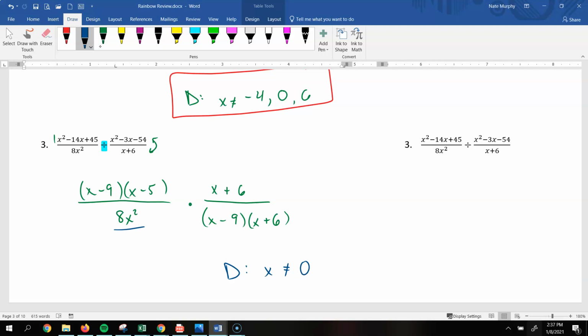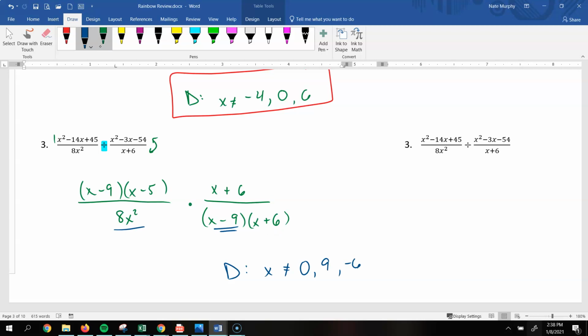Because if I took 0 divided by 8, I'd get 0, and the square root of 0 is just 0. This one, if I set this equal to 0, I would get 9. And then this one, if I set that equal to 0, I would get -6. So my restrictions are that x can't equal 0, 9, or -6.